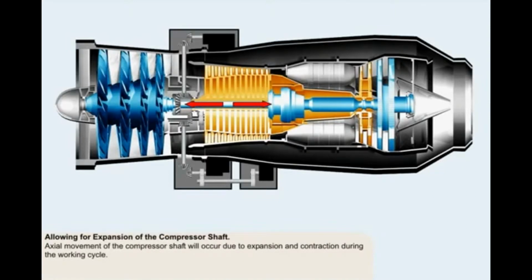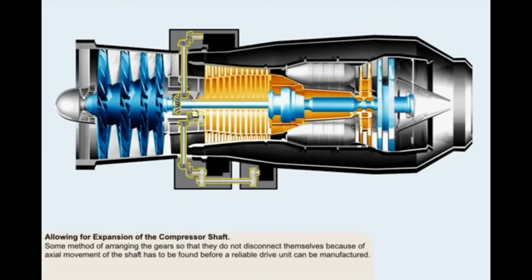However, axial movement of the compressor shaft must occur due to expansion and contraction during the working cycle. Some method of arranging the gears so that they do not disconnect themselves because of axial movement of the shaft has to be found before a reliable drive unit can be manufactured.